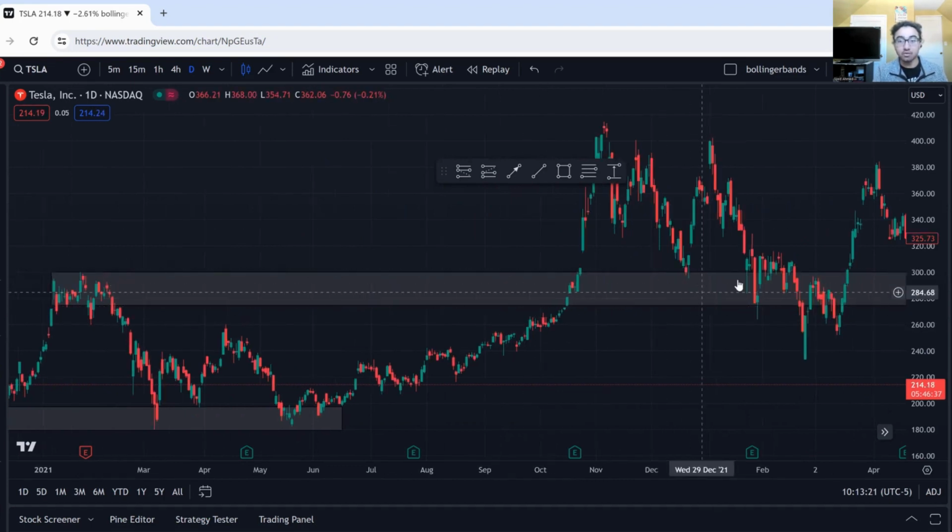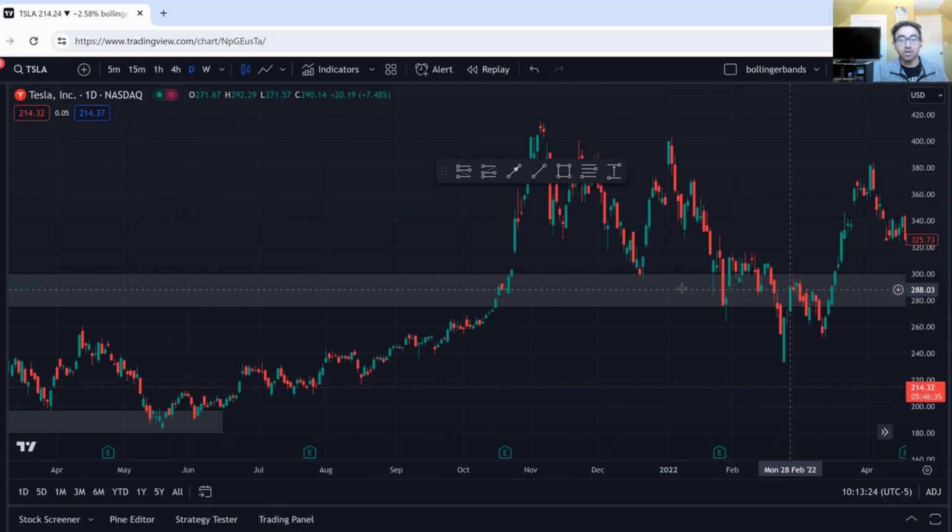And if you want to catch a second move, you probably would have gotten stopped out. When resistance turns support, guys, you should not be trying to target the second move. You want to target the first move. The first move will always be the most explosive.